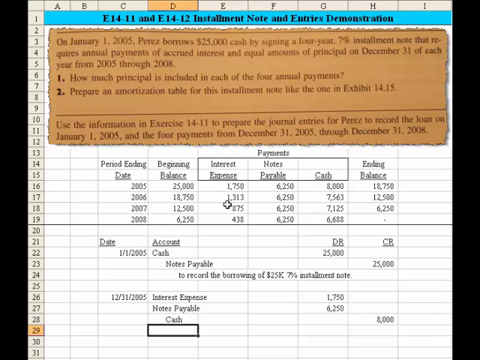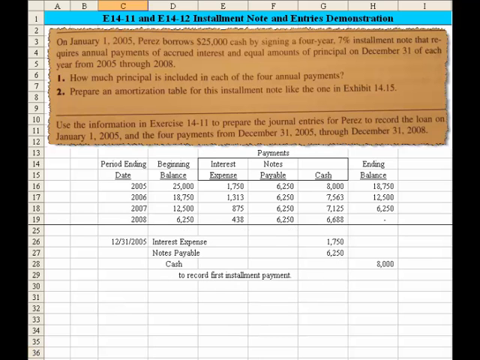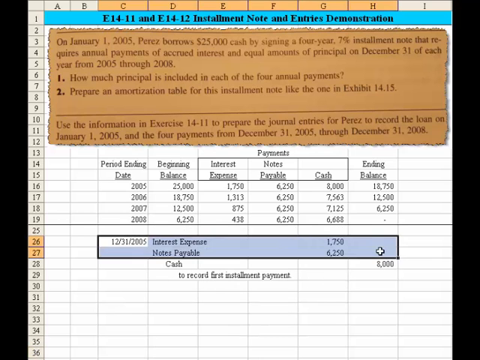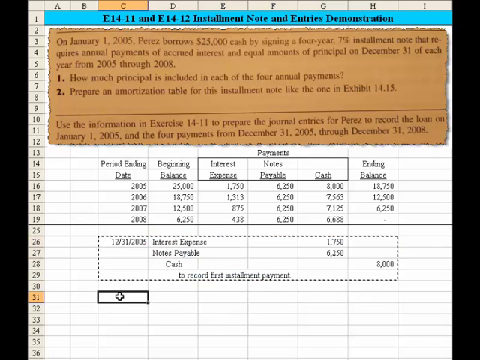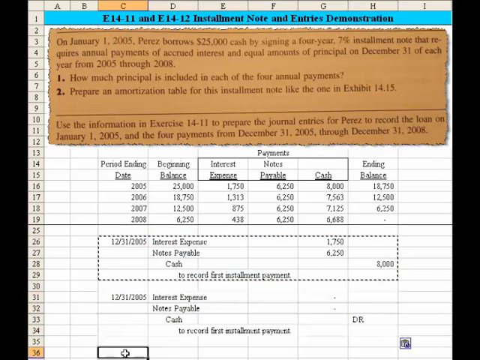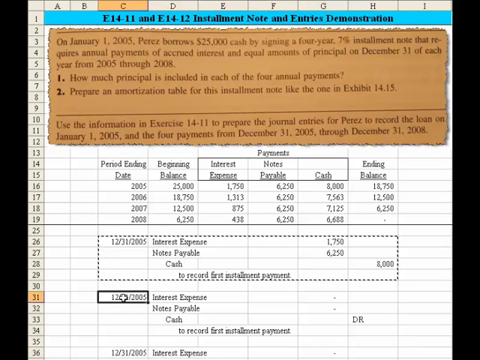So let's write the reason for this entry is to record the first installment payment. Okay, and again we'll put that in the same proper format. Okay, now essentially we have the same transaction repeating again for the other years. So why don't I slide up, copy this a few times, 2006, 2007, and 2008, and then we'll just change the years.